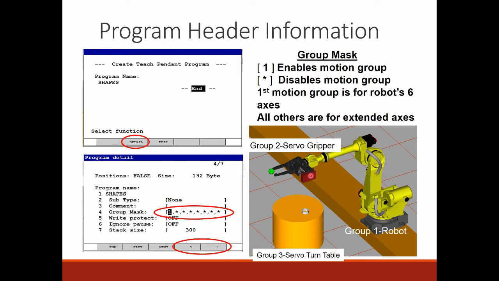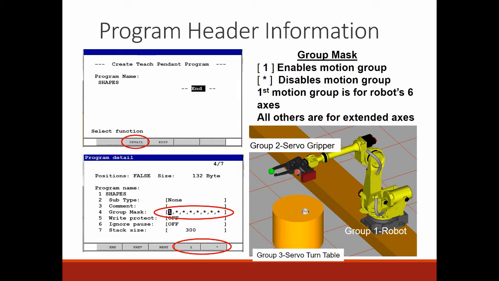So that is considered by default our group 1 motion. However, if we have additional axes, say like here they have a gripper system that is servo actuated, so it has a motor on it that opens and closes that gripper, that can be identified as a separate group or motion group. And if we had a program where we wanted just one particular motion group to move, we would use this group mask to select one or unselect another, and then that would isolate the motion to just that group.